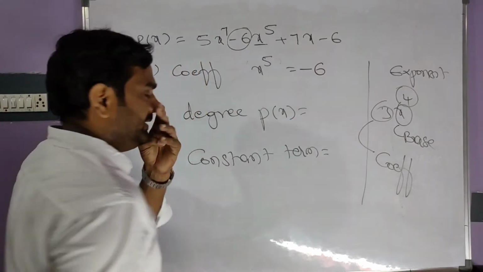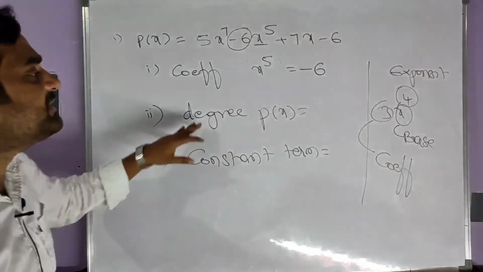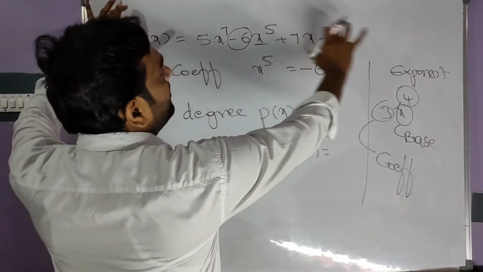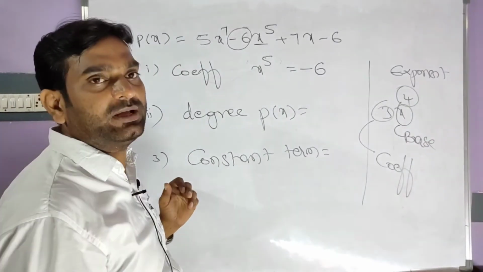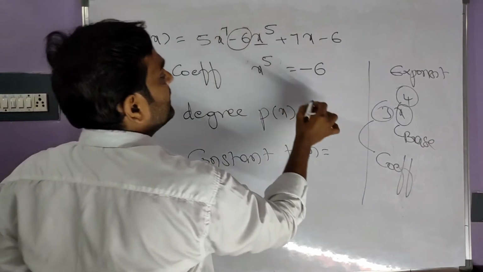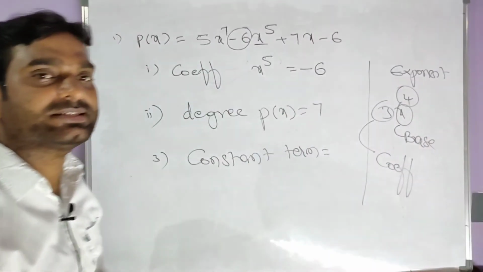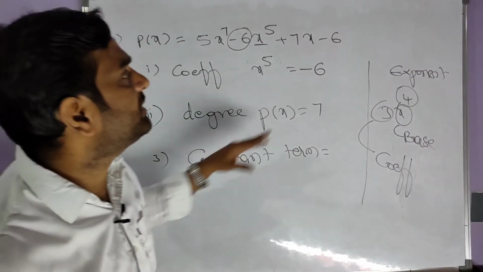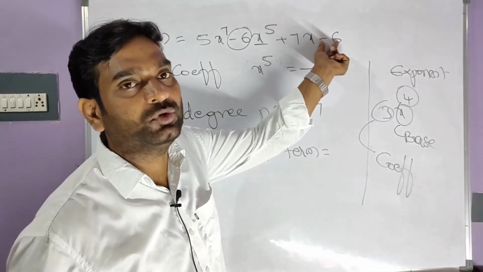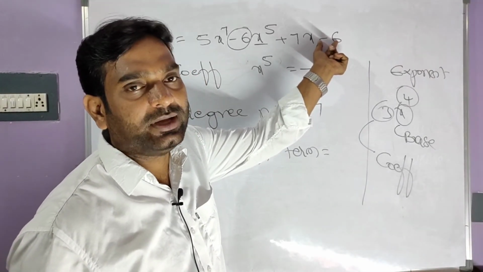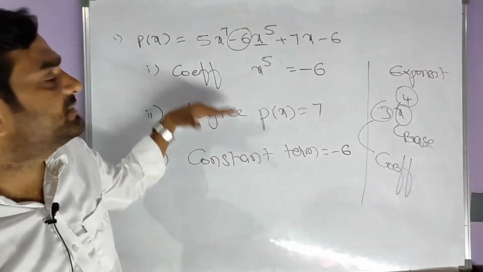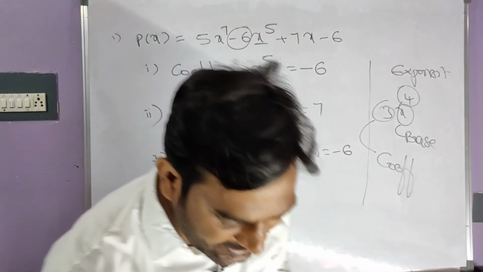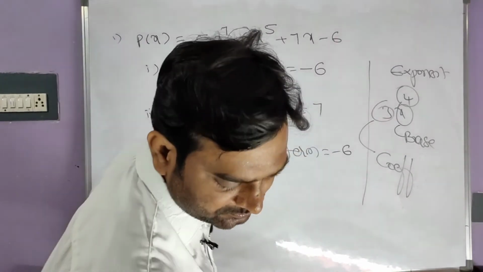So minus 6. What is the degree of p of x? This is the polynomial p of x. The degree is nothing but the highest power. What is the highest power here? 7. So the degree of that polynomial is 7. And the constant term, no variable there. Okay, minus 6. This is the constant, degree and coefficient.